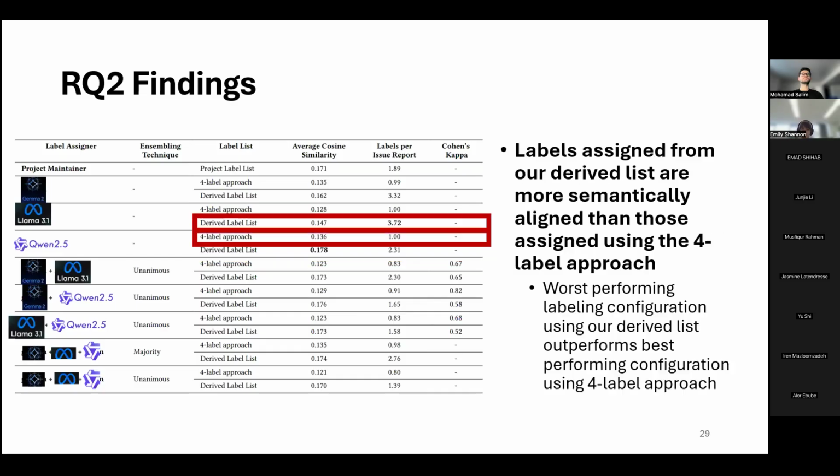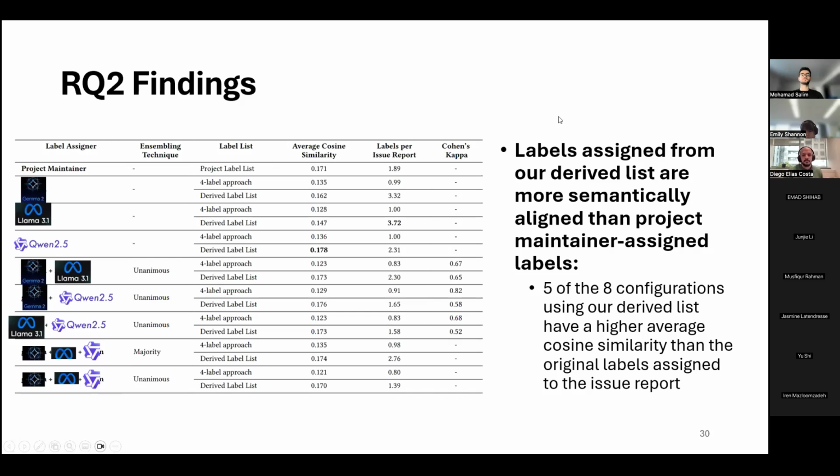That's great. We also find that labels assigned from our list are more semantically aligned than those using the 4-label approach. As we can see here, the worst performing configuration with the derived list is Llama on its own, 0.147, which is better than the best performing configuration using the 4-label approach, which is 0.136. So that worked out well for us. We're also more semantically aligned at assigning labels from our list than the original labels. So the original labels here is 0.171, and 5 of the 8 configurations using our derived list have a higher average cosine similarity than that.